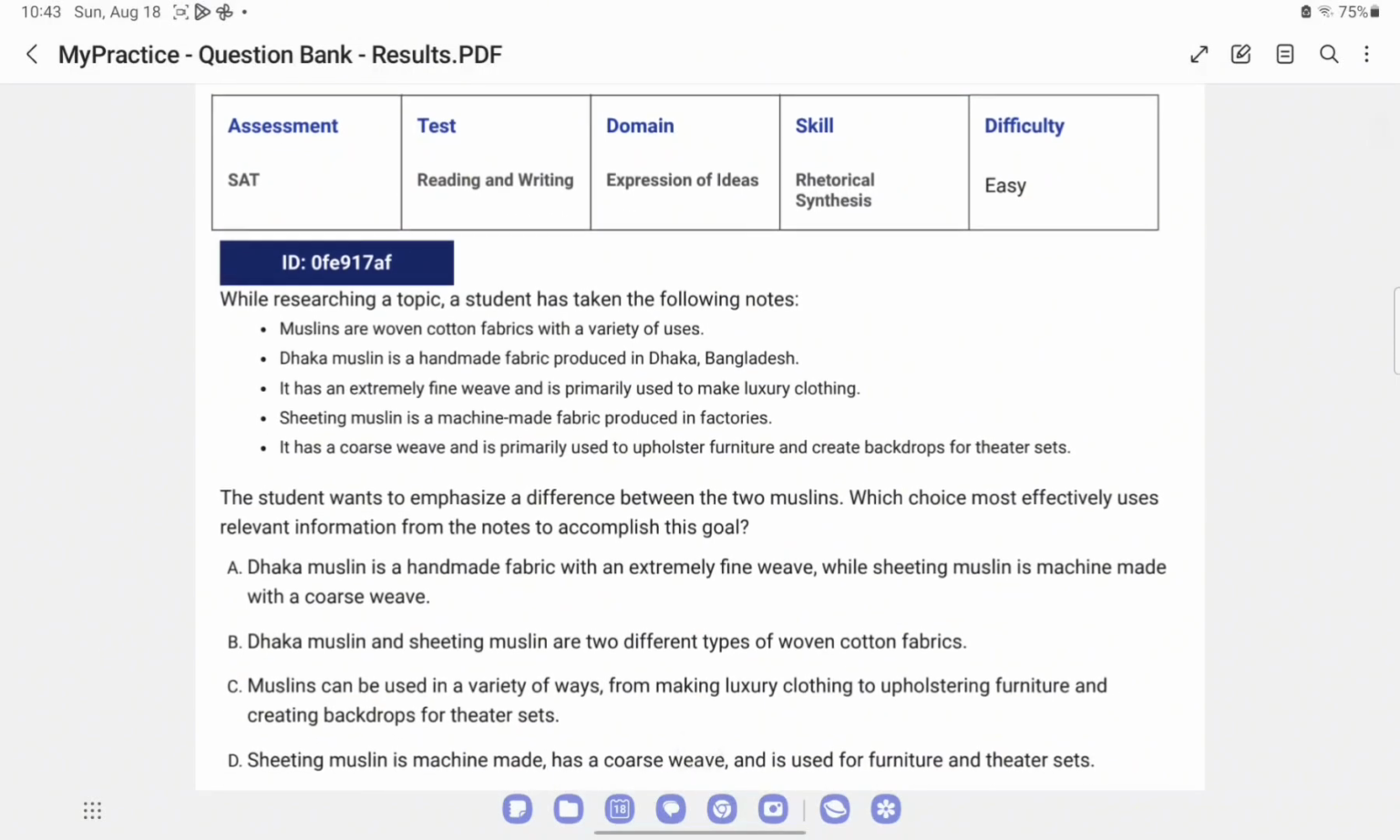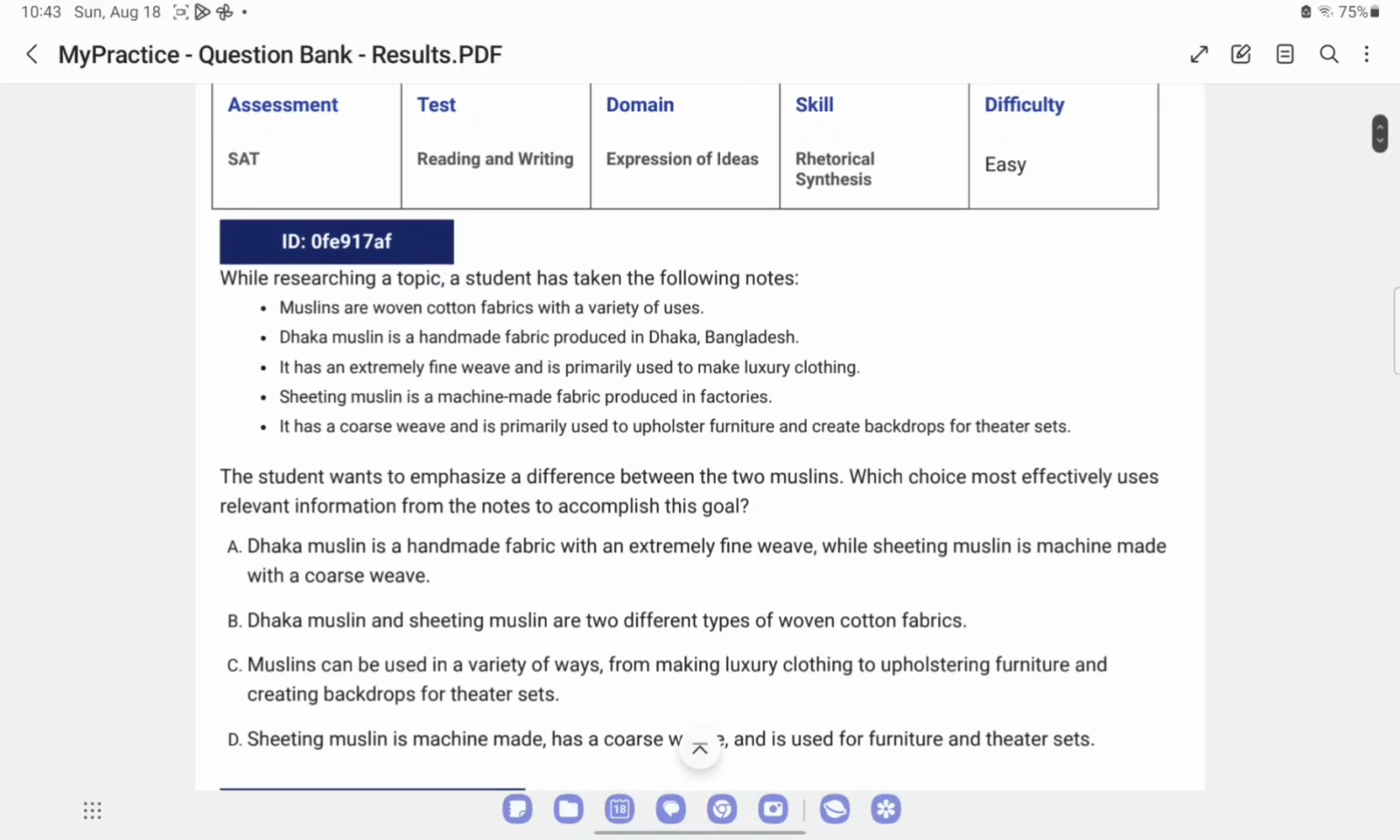Okay, A: Dhaka muslin is a handmade fabric with an extremely fine weave, while sheeting muslin is machine made with a coarse weave. So, yeah, that's the difference between them. The second one says Dhaka muslin and sheeting muslin are two different types of woven cotton fabrics. Yeah, okay. C: Muslins can be used in a variety of ways, from making luxury clothing to upholstering furniture and creating backdrops for theater settings. That is using them generally. It's not showing a difference.